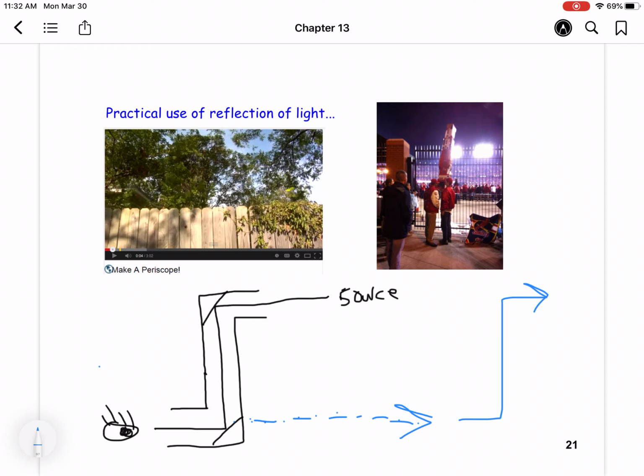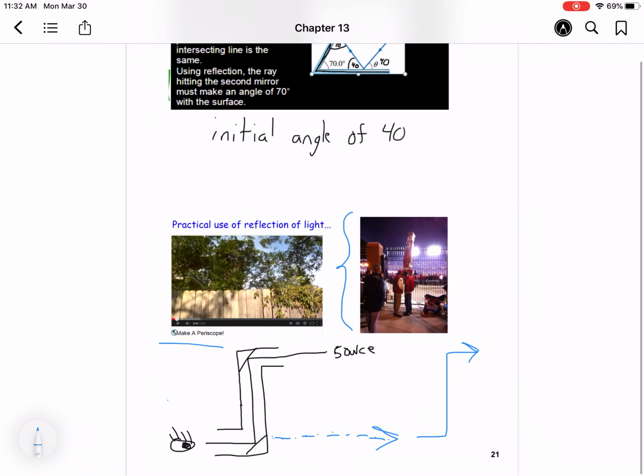This has been used. You have these guys here at what looks like a baseball game, but I can't tell for sure. They couldn't see, so they used a periscope setup. They used cardboard and some mirrors, and they can look and see over all the stands. You can also watch this video on how to make a periscope. It's kind of fun.